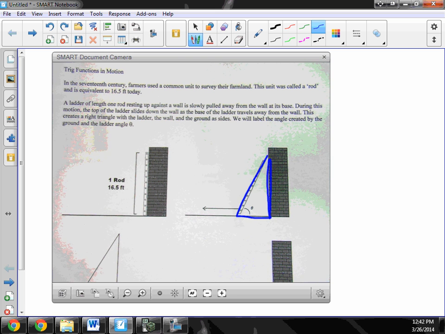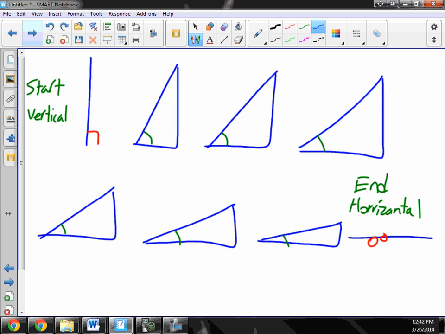And theta, today, and for the rest of the chapter, theta will always be the angle created at the intersection of the ladder and the ground, always. Okay? So this makes a bunch of triangles.